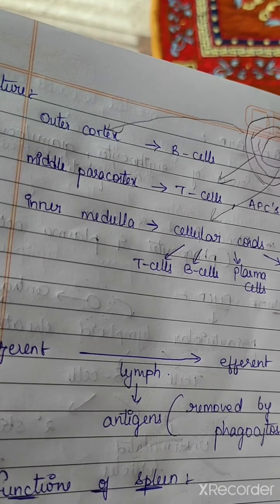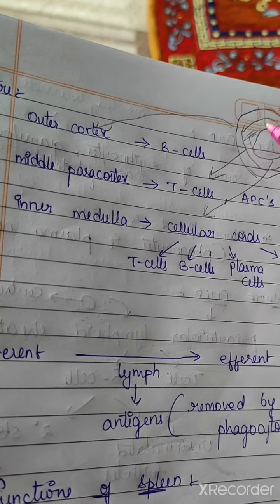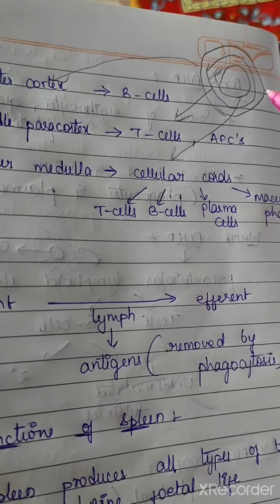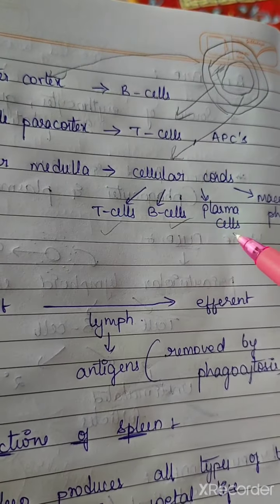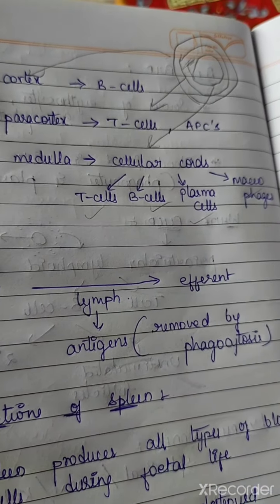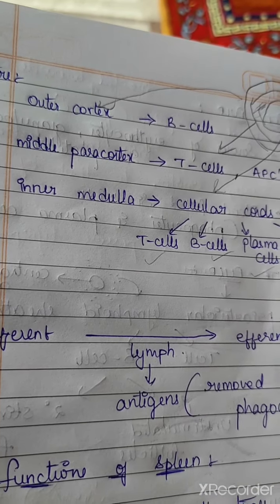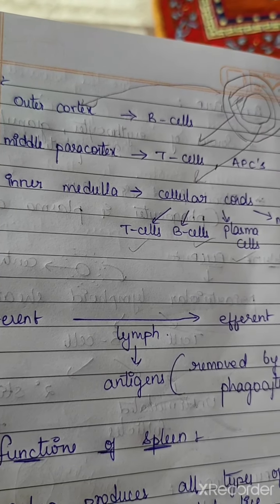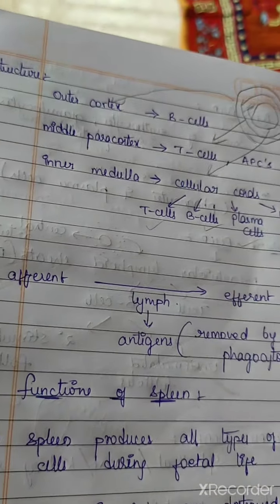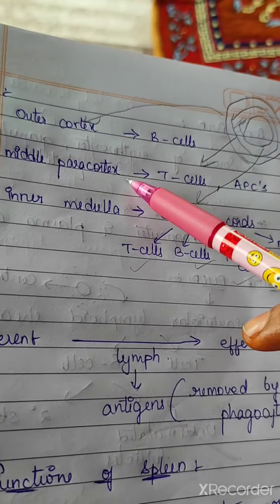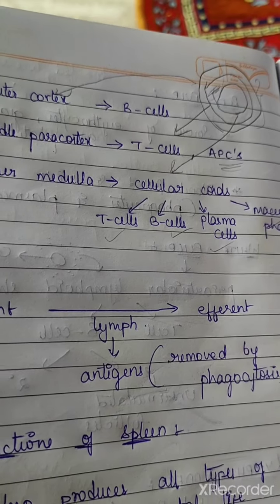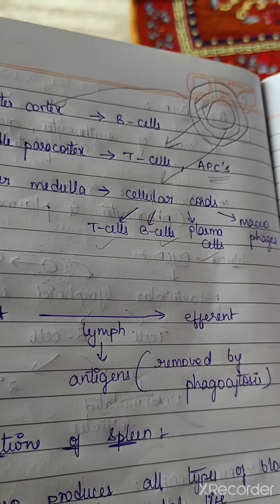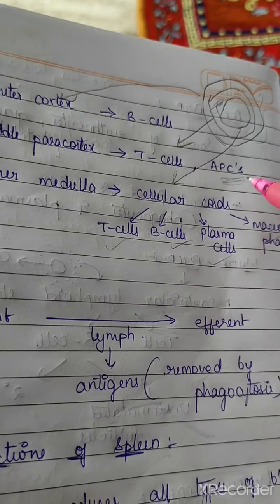Outer cortex mainly consists of B cells, the middle paracortex mainly consists of T cells, and the inner medulla mainly consists of cellular cords which contain T cells, B cells, plasma cells and macrophages. These all cells are present in the inner medulla, but most of the lymph nodes show their function in the outer two portions, that is the outer cortex and middle paracortex. Along with the T cells in the middle paracortex, APCs are also present, which help in maintaining the MHCs; major histocompatibility complex is formed in the APCs.